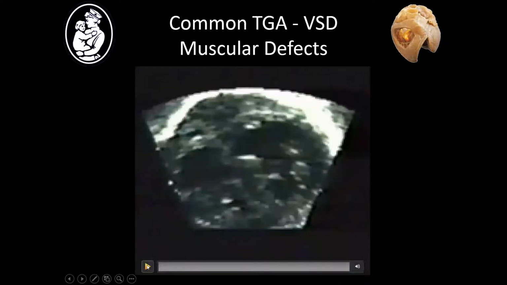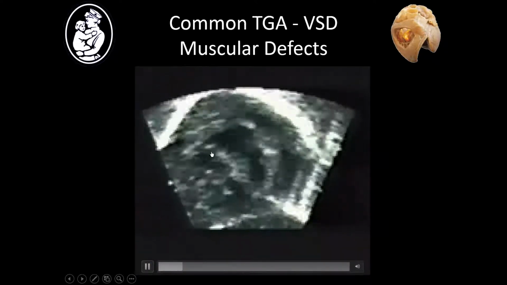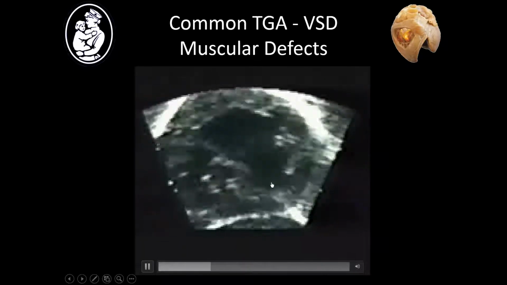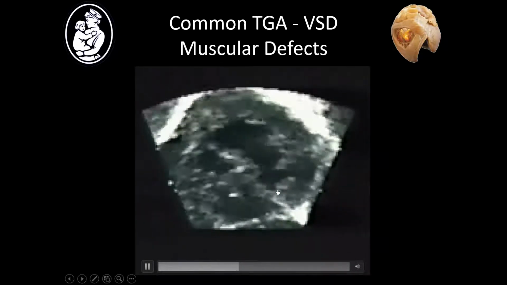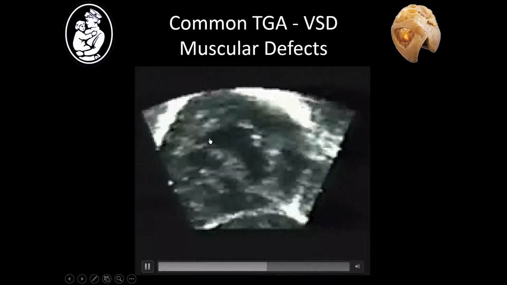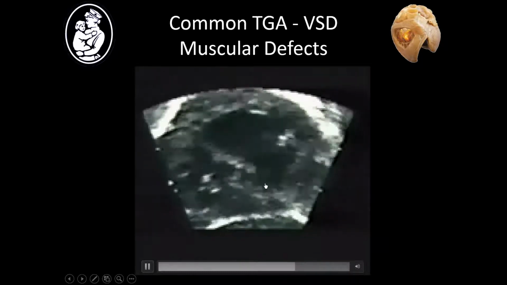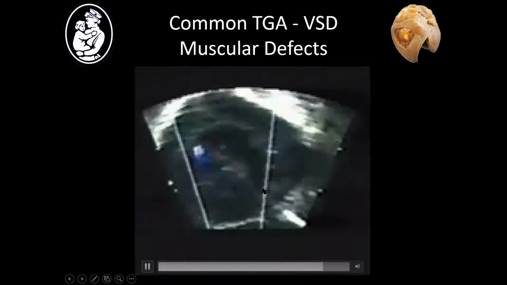This is just another larger muscular defect. There's some defect up here. It extends down into the inferior septum down here as well. So this is a very large, complex mid to apical muscular ventricular septal defect.